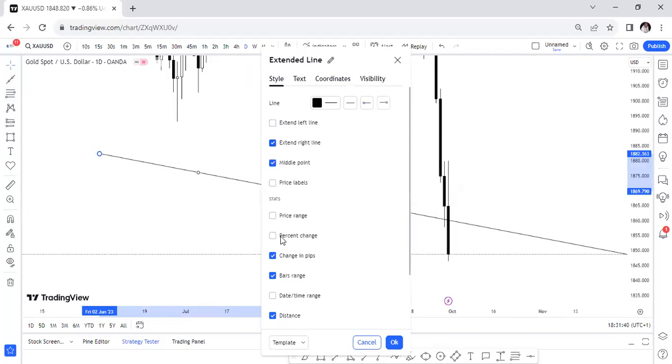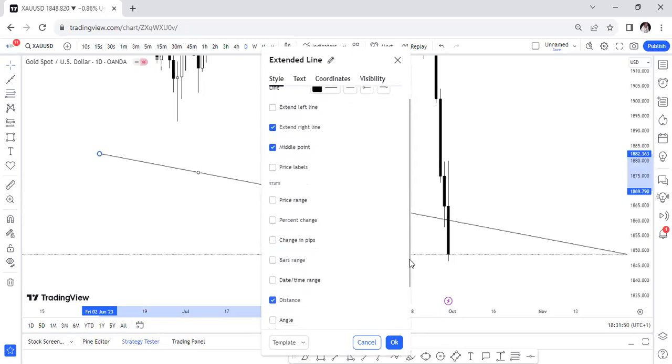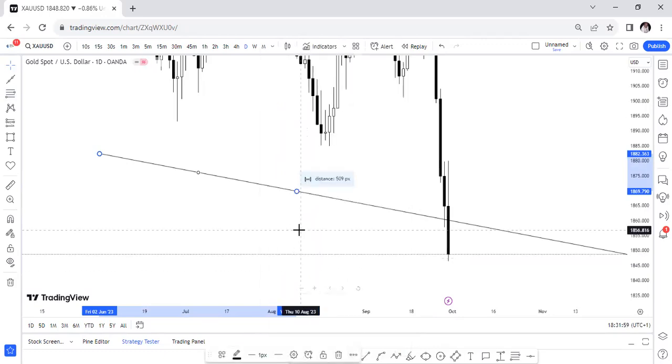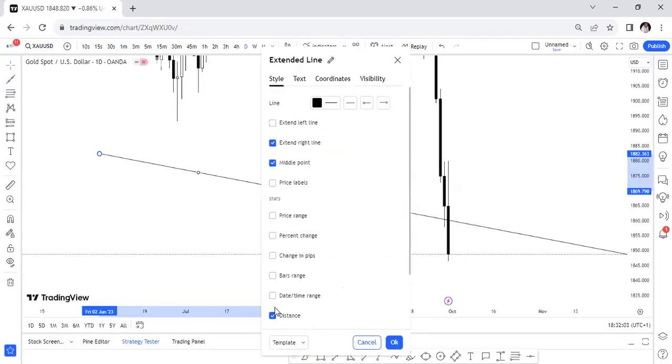You don't need the price range. You don't need percentage change. You don't need the change in pips. You don't need all these things. Just choose only extended right line, and then the midpoint. You may not even need distance. The angle too, you may not need it. Just okay. That's all you need.